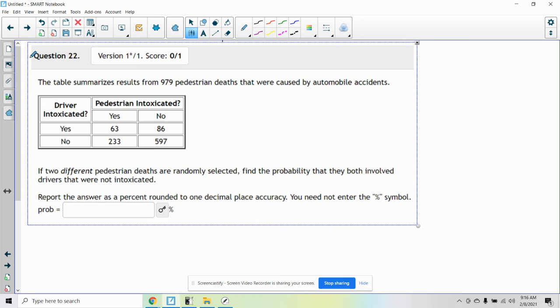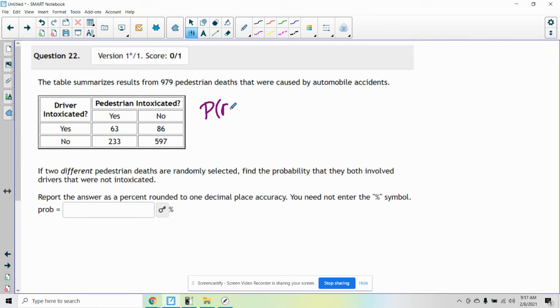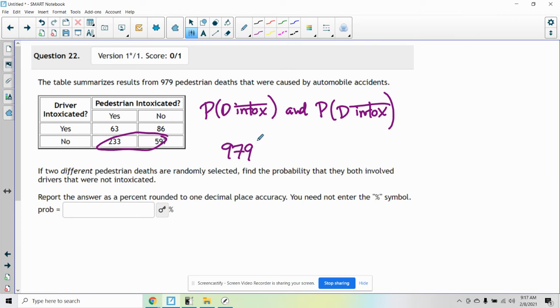And the last one, same thing. If two different pedestrians were randomly selected, what's the probability that they both involved the drivers that were not intoxicated? So this is probability of D not intox. So we'll do this. D intox with a line over it. And probability of D not intoxicated, intox with a line over it. So the probability the first one's not intoxicated, well, that would be these two groups out of 979.